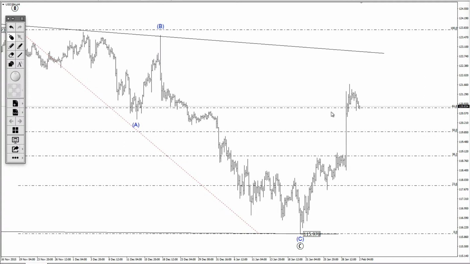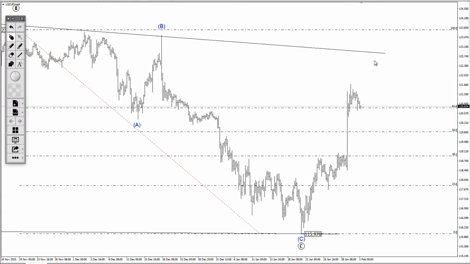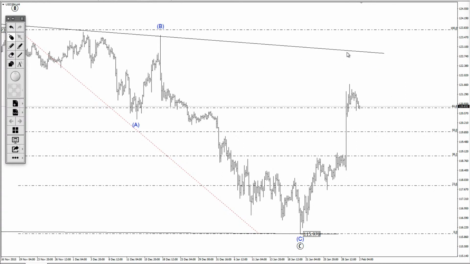So once we see a turnaround here, we might see more upside towards the upper trend line of the triangle near 122.5. And if we get into those levels, then there is a very good opportunity to take a short trade here and trade the last leg of this triangle down.